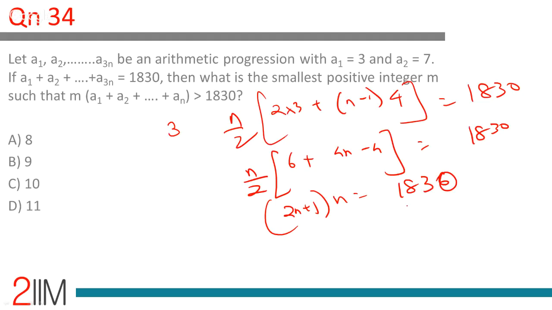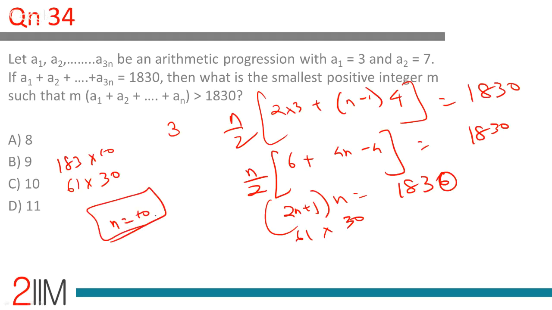And so you have to factorize 1830. I'm going to do it by 183 into 10, or 61 into 30. So this is 30, this is 61. That works. So n is 30. So our 3n is 30, n is 10. And so you need to sum up 10 terms of this sequence.